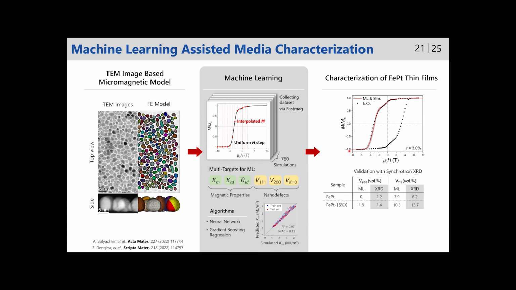And moreover, if we perform some validation of the volume fraction of defects with synchrotron XRD, we can see a nice agreement between what we predict and what we estimate from XRD. And this is very helpful to process real iron platinum media and have some direction where to move in order to realize the goal for iron platinum HAMR media.